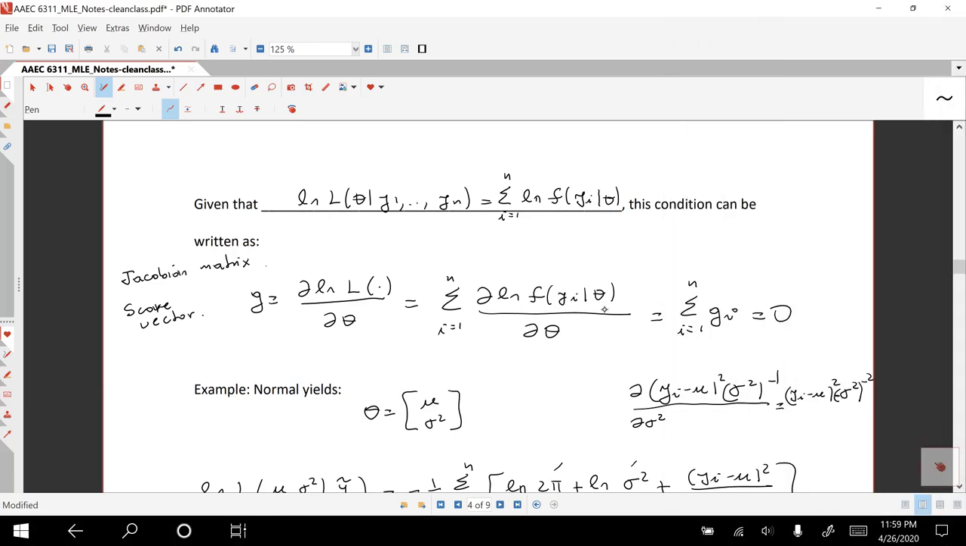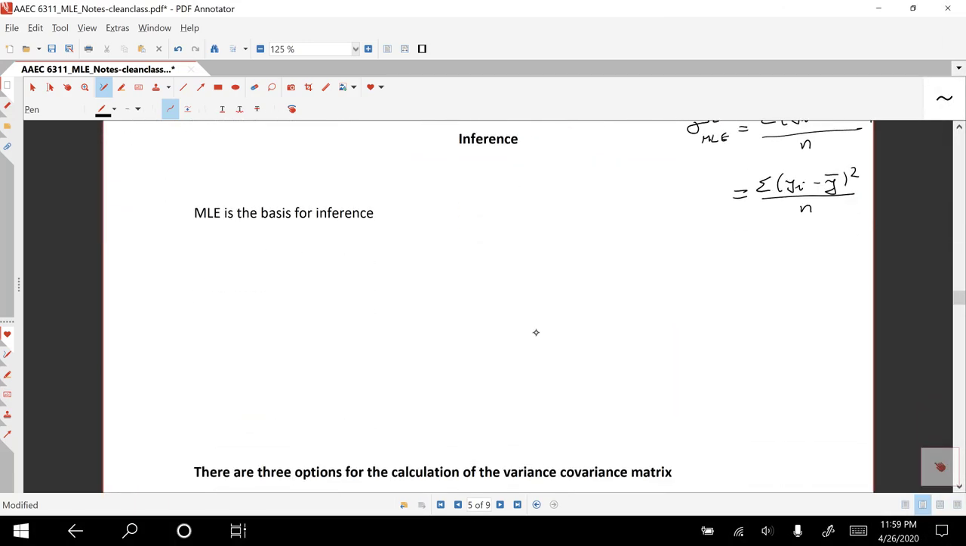Let's continue. So let's talk about the inference. Remember, as before, we have the asymptotic normality property for the estimators. We say they are asymptotically normal with mean equal to the true parameters, and the variance was given by the inverse of the information matrix.